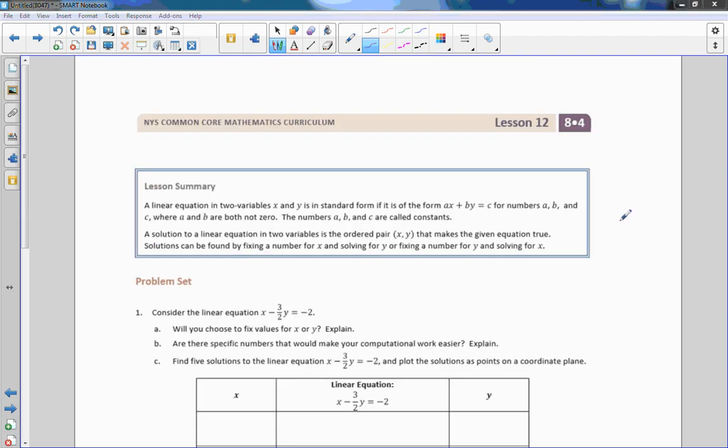Okay, that is the end of lesson 12. Review the summary and go do your problem set.